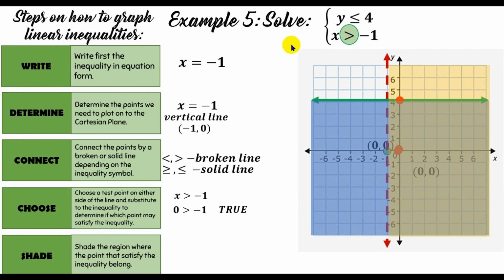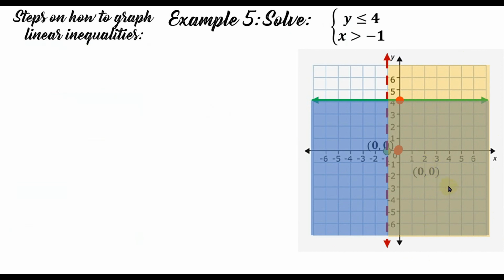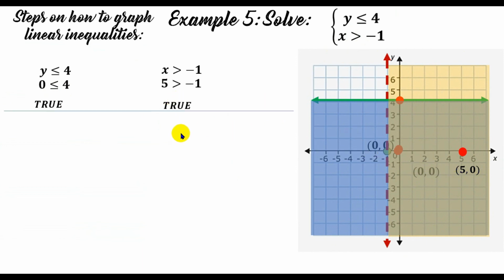So, this is our graph for our last example, and let us see kung tama nga ba. Kuha tayo ng points from this overlapping shaded region. So, first point is at 5 and 0. Ang ating y ay 0. 0 is less than 4. This is true. For x is greater than -1, so ang x ay 5. 5 is greater than -1. This is also true. Another, we have here from the solid line itself, +2 and +4.